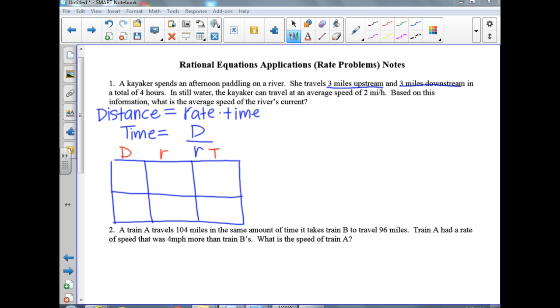Okay, so you have this person who's going upstream and downstream in a total of 4 hours. In still water, they travel at an average speed of 2 miles per hour. Based on this information, what's the average speed of the river's current? So that's what our variable is. Use an X. So X is the average speed of the river's current.